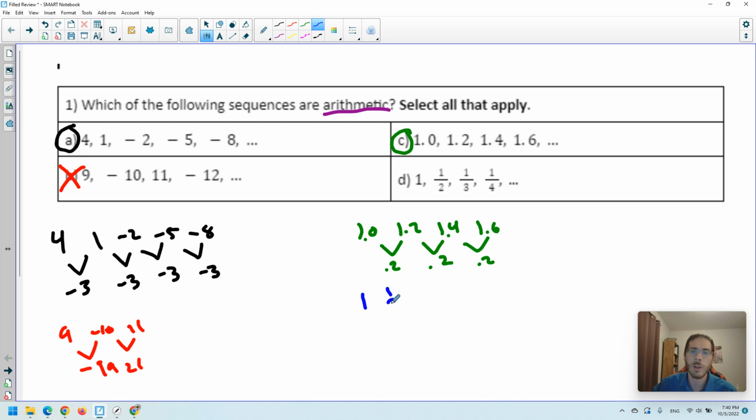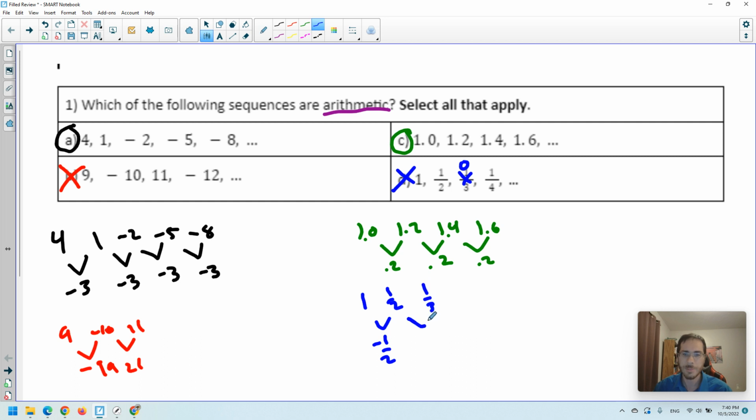So we got to go from 1 to 1/2. If we subtract those, we'd be going down by 1/2. Now, I'm going to think about this one a little bit differently. If I went down by 1/2 again, I should be at 0, but I'm at 1/3. So I don't really have to do all this work with the fractions. I know that that should be 0 if this was going to work out. It doesn't work out, so we can just stop right there.